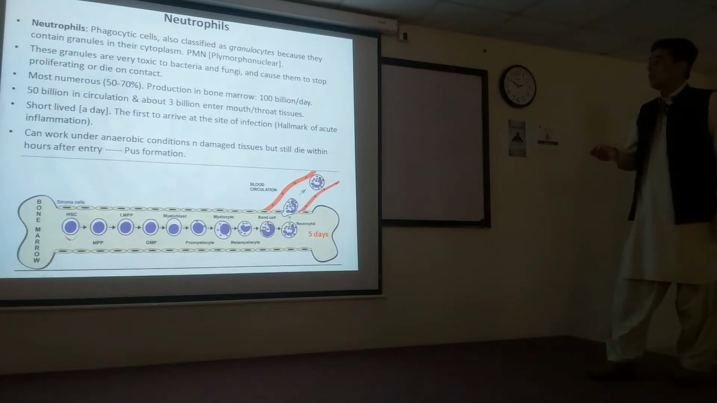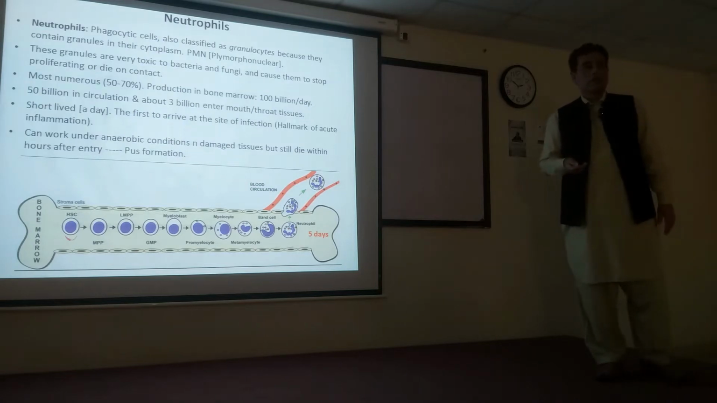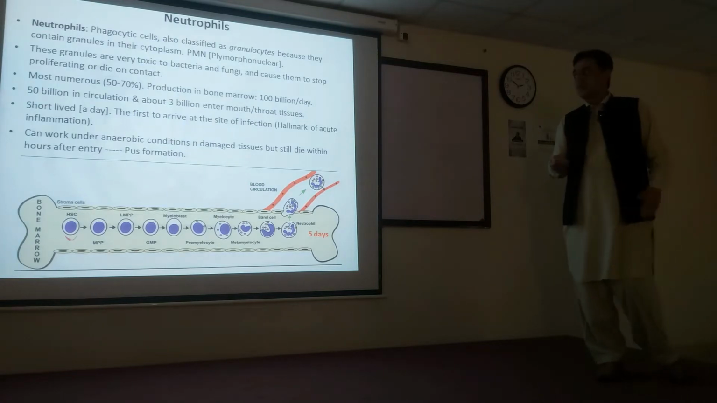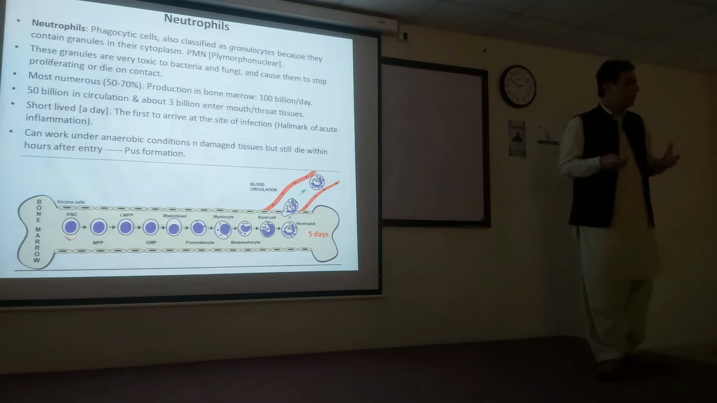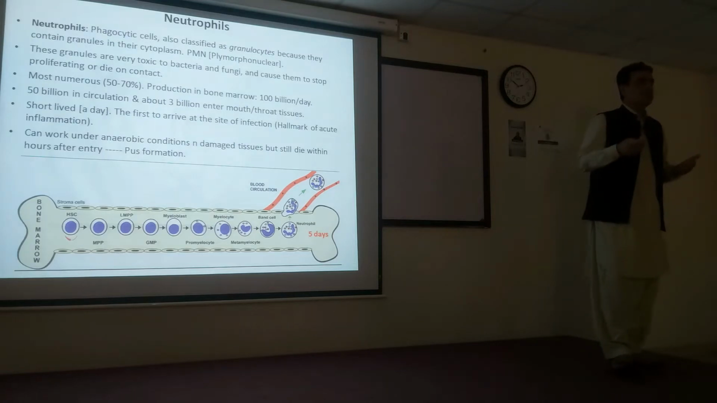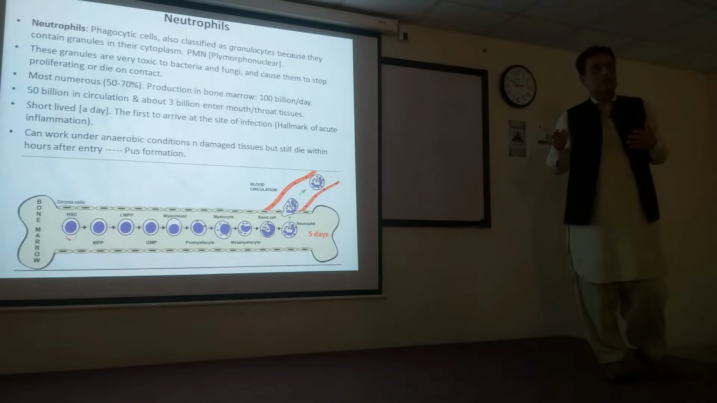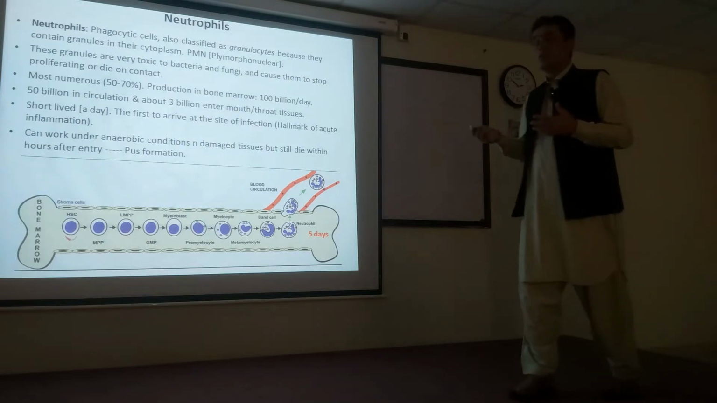These granules inside the neutrophils are very toxic to bacteria and fungi and cause them to stop proliferating or die on contact. So the contents inside the granules are toxic to different types of pathogens that have entered the body or caused infection.